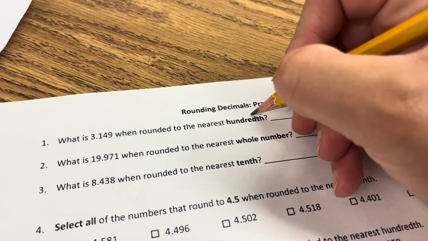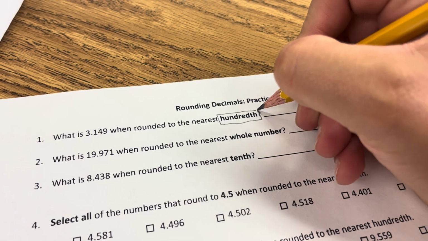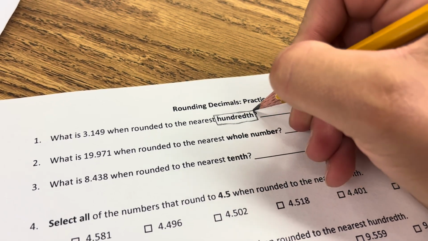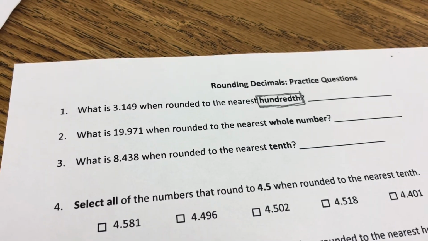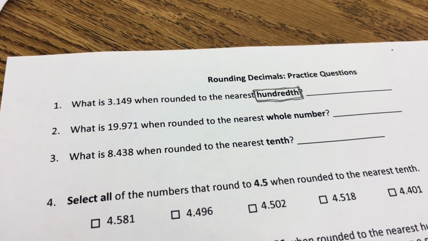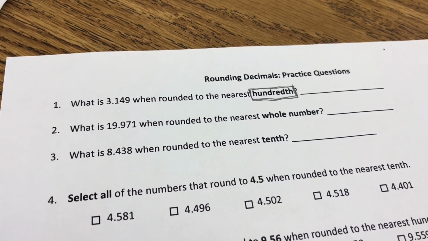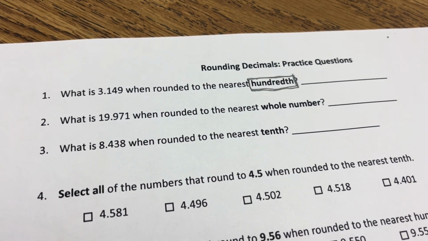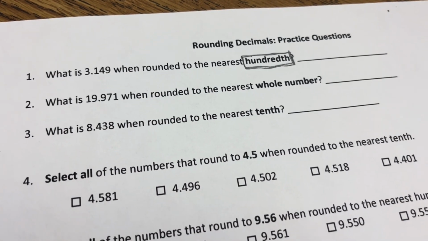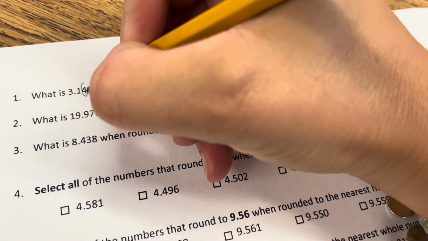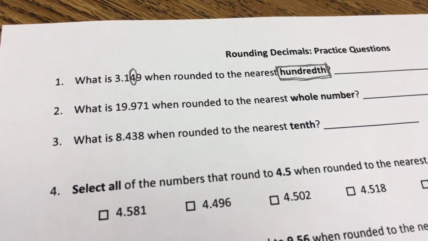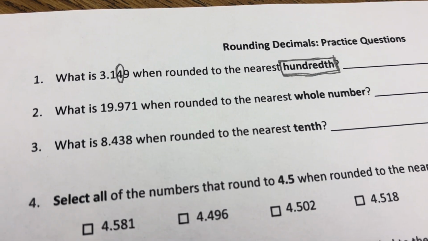First and foremost, when they tell you what place value they want you to round to, I want you to get in the habit of boxing it in. If it's on the computer, I want you to get in the habit of highlighting it so I know that your brain sees it. When we practiced rounding on Wednesday, I told you to find the place value and circle the digit. If they're asking about the hundredths place, I'm going to circle the digit in the hundredths place, which for me right now is a 4.